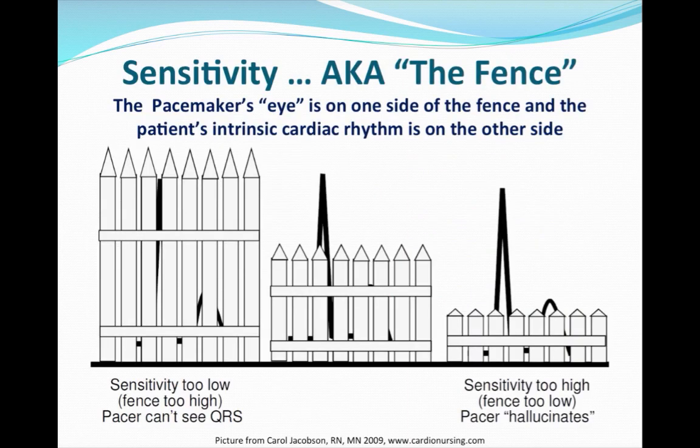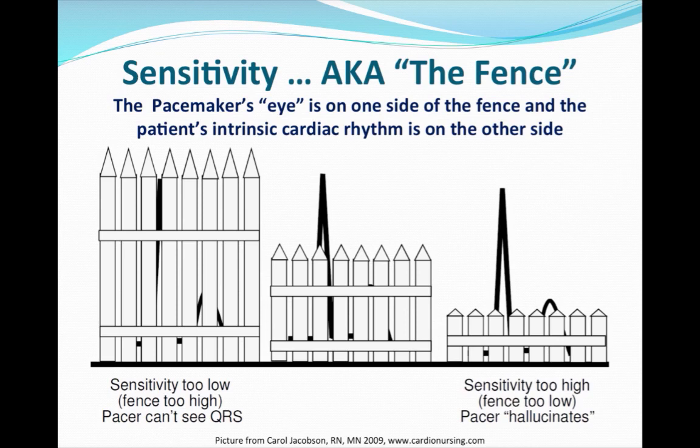The sensitivity allows the pacemaker to see what's going on inside the heart. If you like to think of it as a fence, the pacemaker eyeball is walking on one side of the fence, and then the cardiac rhythm of the patient is on the other side of the fence. Ideally, we want that fence low enough so that the pacemaker can see the QRS. We don't want the fence to be too high because then the pacemaker eyeball on the other side of the fence can't see what's going on, and it's going to think that the patient doesn't have a rhythm, and it's going to send impulses and pace when the patient may not need it.